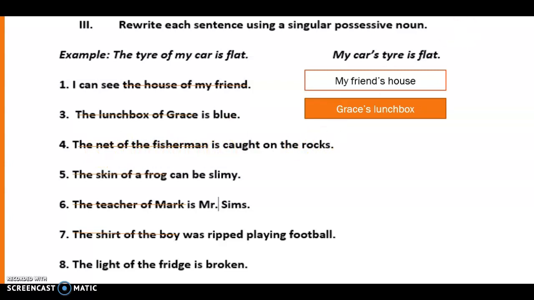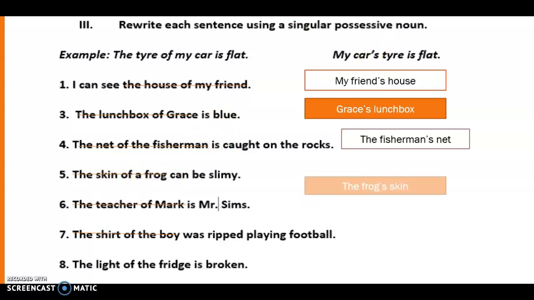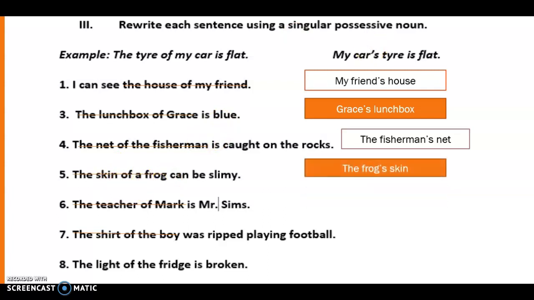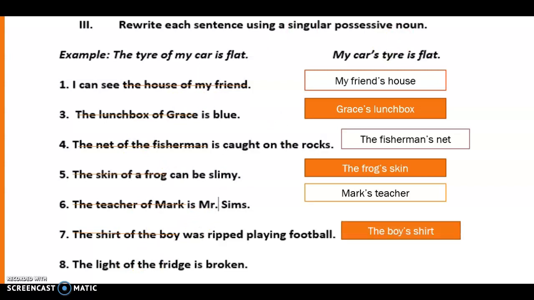Okay, the net of the fisherman is wrong. We say the fisherman's net. The skin of the frog is wrong. In this case, we have to say the frog's skin. The teacher of Mark is wrong. We say Mark's teacher. The shirt of the boy is the boy's shirt.